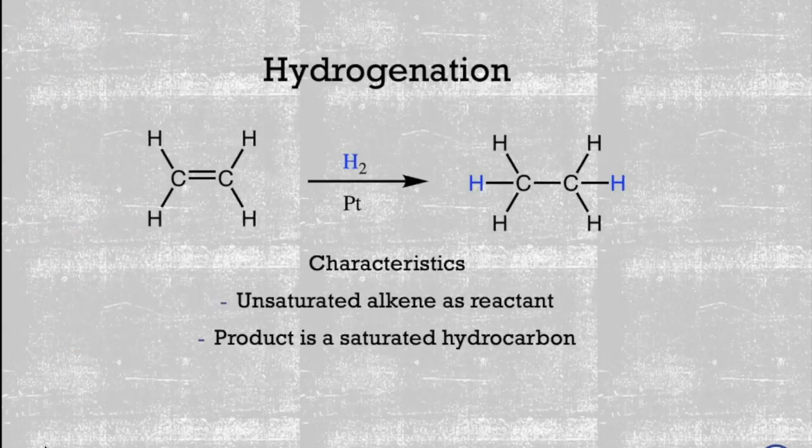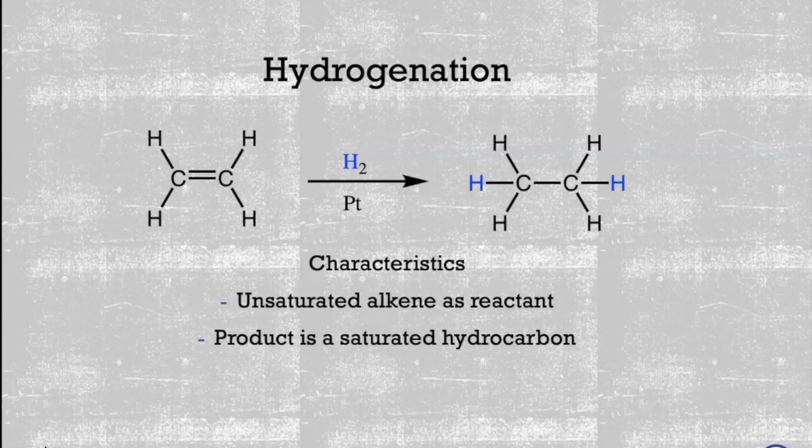The first type of organic reaction that we're going to look at is the hydrogenation reaction. A characteristic of the hydrogenation reaction is that there is an unsaturated alkene as a reactant. One of the other reactants is hydrogen in the presence of platinum metal. Platinum metal here is functioning as a catalyst. We'll talk more about what a catalyst is later on.